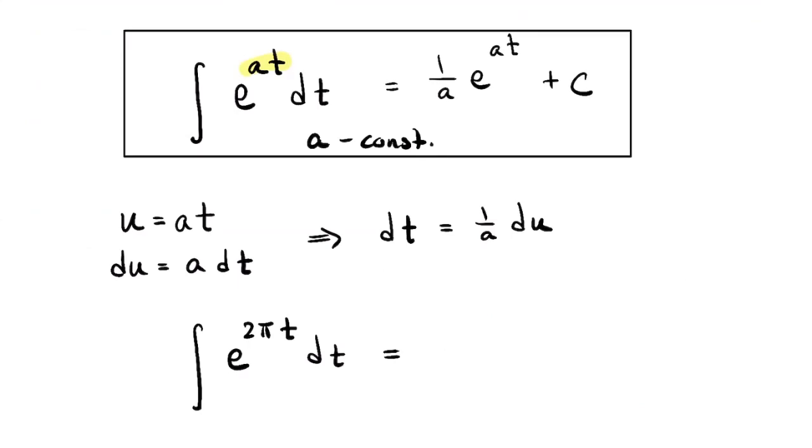And you can see that with this substitution. I wrote out the details so we don't have to go slow. But if you just let u equal at, well then du is a dt. So dt is 1 over a du. So when you replace all of that, I'm going to leave the details to you. You end up just getting 1 over a times the integral of e to the u du. So that you get that antiderivative.